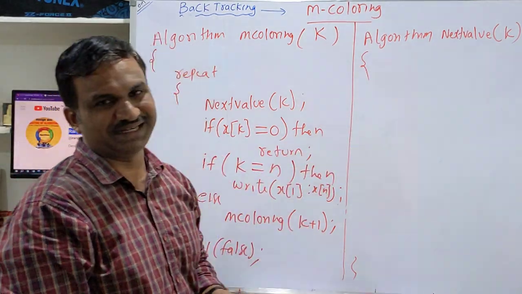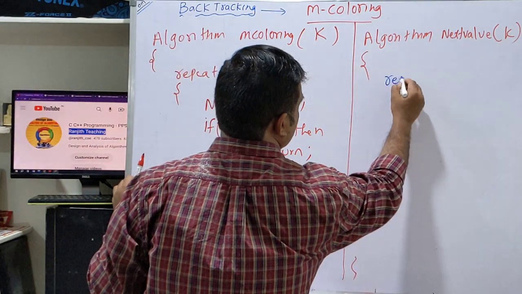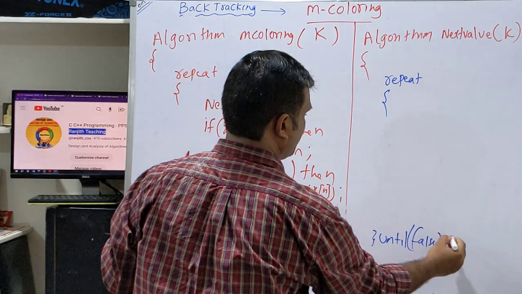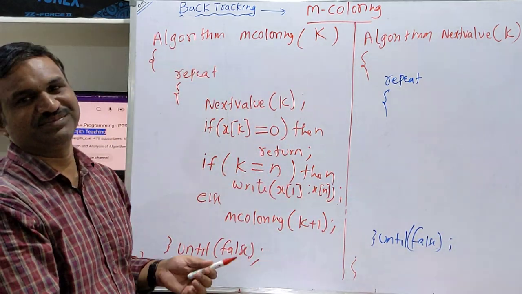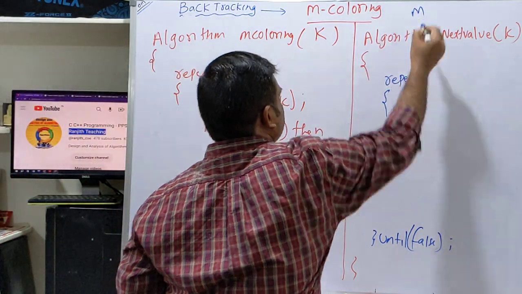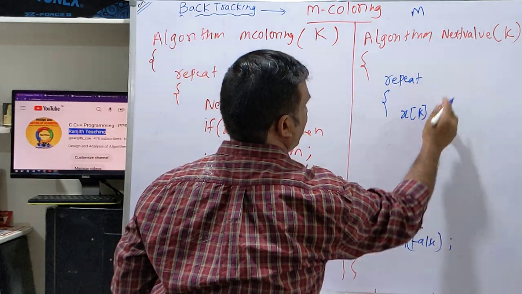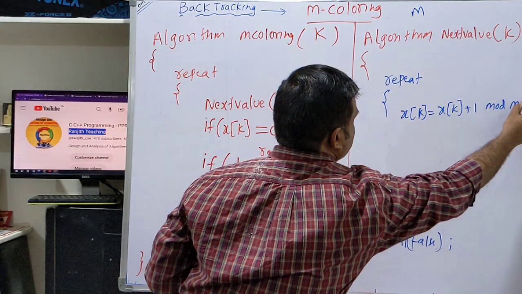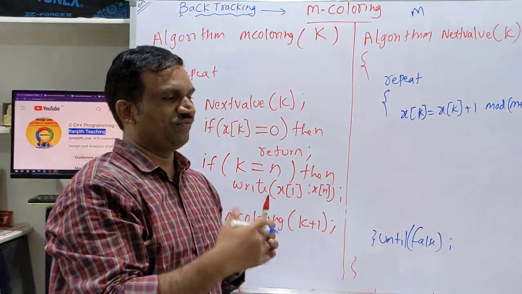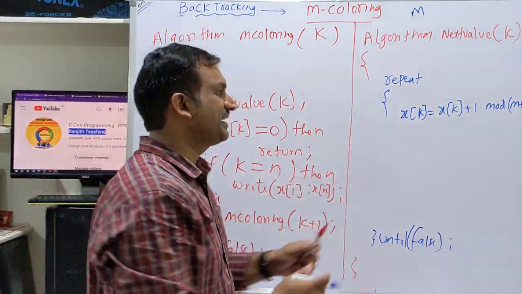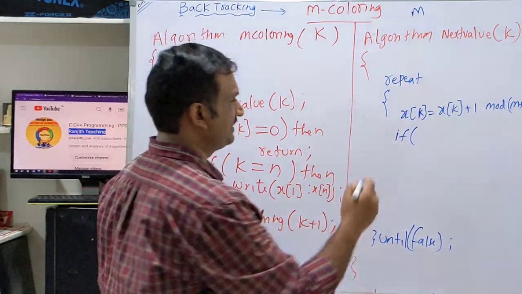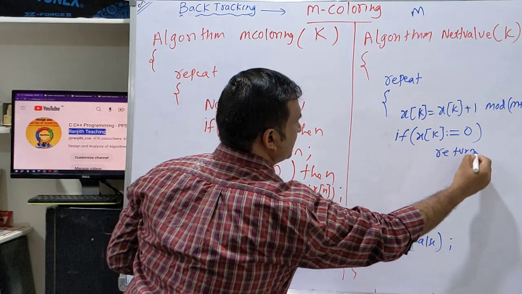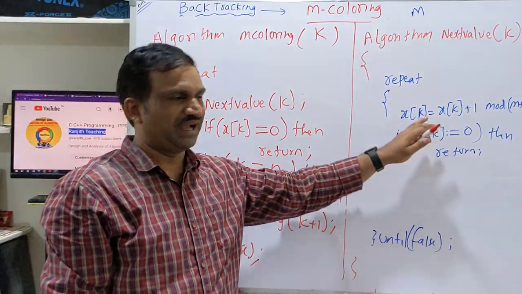Now check how the color is assigned. Very simple. Once again here also, repeat until false. First of all, generate a color. How to generate a color? For example, you want to color with m colors. Then x of k equals (x of k plus 1) mod m plus 1. So we are generating the next color: first color, second color, third color, like this. After generating a color, you have to check: have you tried all the colors? If x of k equals 0 and this condition is true, return. That means we are unable to color.